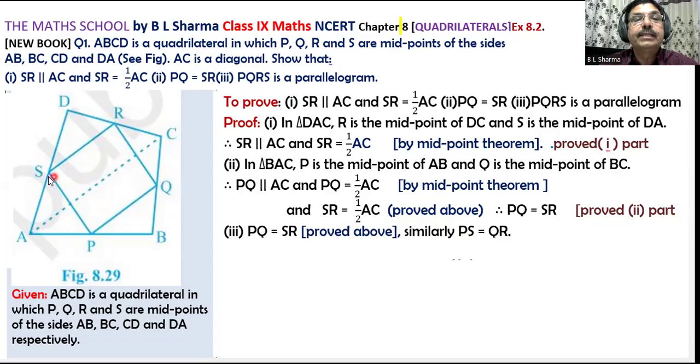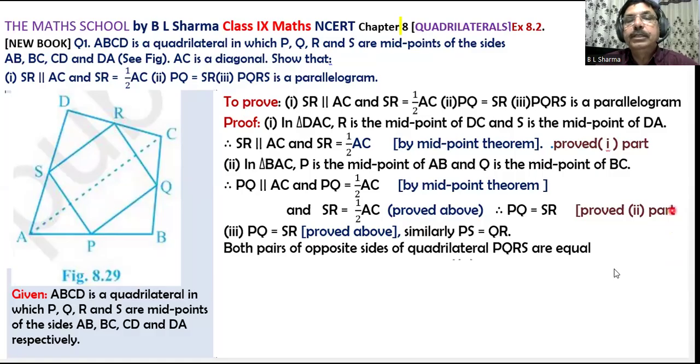You can also use this: the way PQ and SR are equal, similarly, if I join this diagonal, then this line, PS and RQ, both will be equal. When the process is same, we write the word similarly. Both pairs of opposite sides of quadrilateral PQRS are equal.